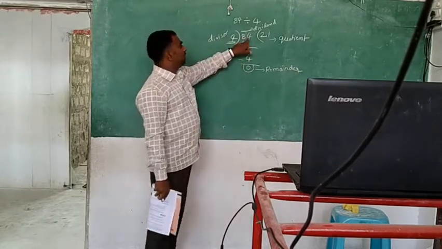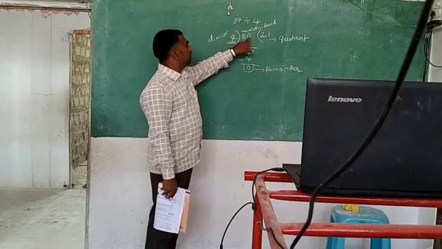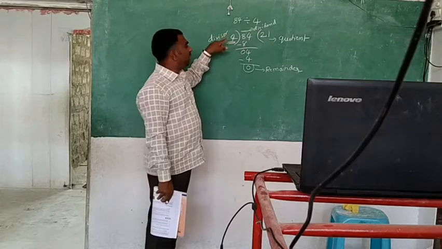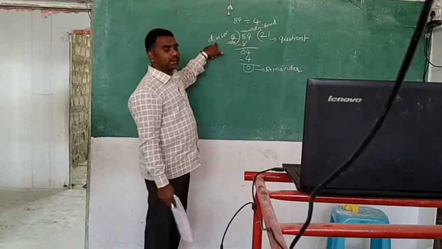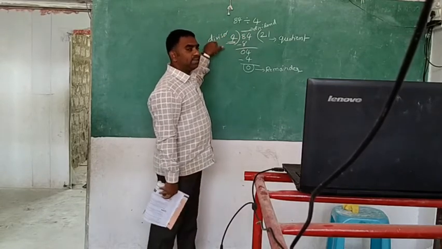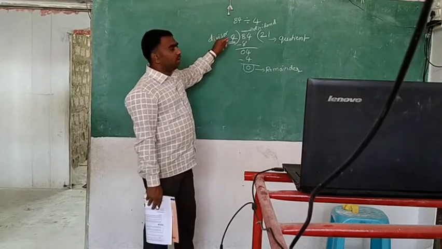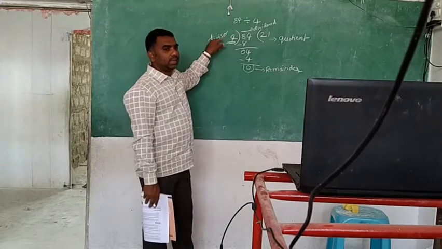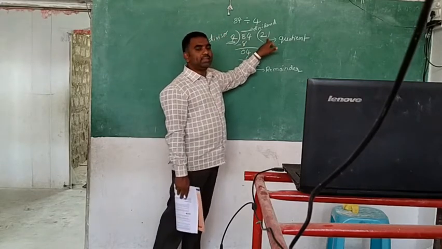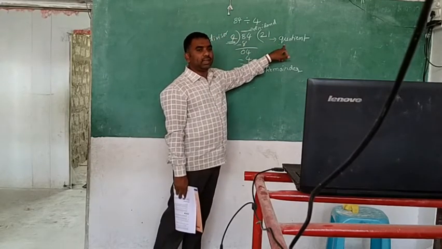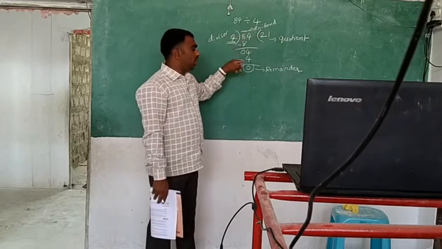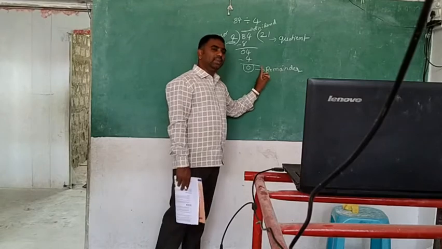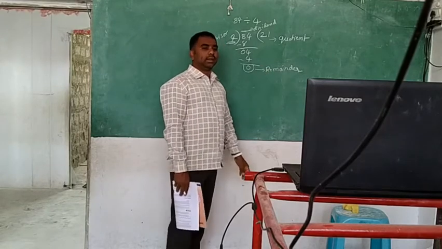When one number is dividing by another number, which number is being divided, that is called the dividend. Which is dividing, that is called the divisor. This is dividend and this is divisor. The answer you are getting here, that is called the quotient. And the last number coming down is called the remainder.